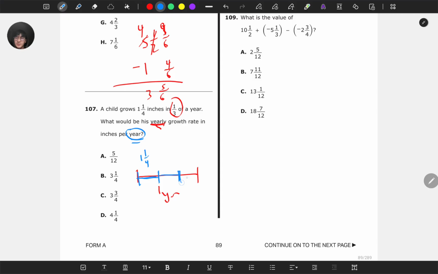Well, there's 3/3 in 1 year, so that means all I have to do is multiply this by 3. And if you do that, you're going to get 3 3/4, which is choice C. Okay?